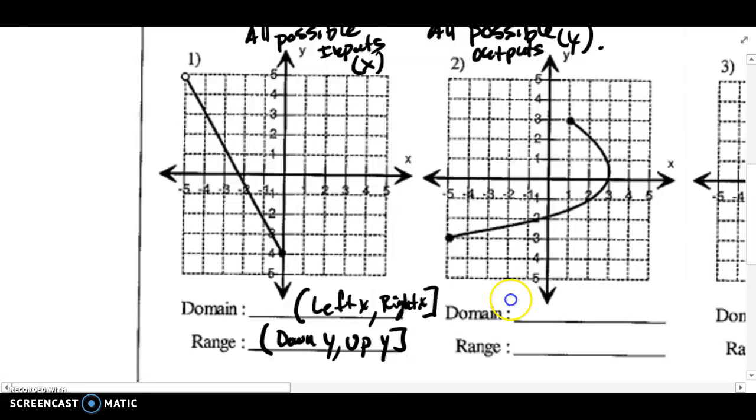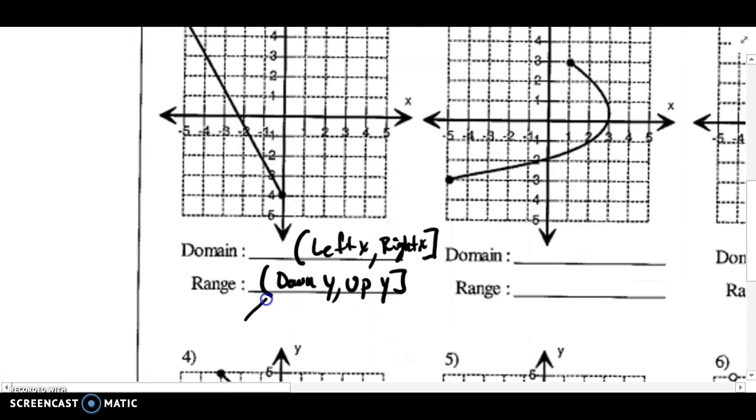We use brackets. A parenthesis means that we cannot have that number, which is usually an open circle. A bracket means we can have that number. And so it's going to be a solid circle or anywhere on the line that we pick. Okay, so that's domain and range.